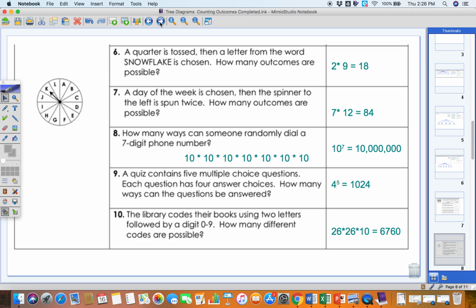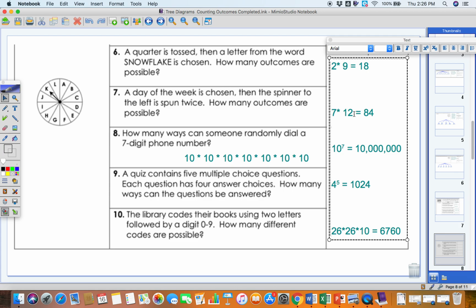A day of the week is chosen, then the spinner to the left is spun twice. How many outcomes are possible? This is actually incorrect because I only accounted for it happening once, but I can fix that. 7 times 12 times 12 is 1008. So there are 1008 options possible because it's spun twice.